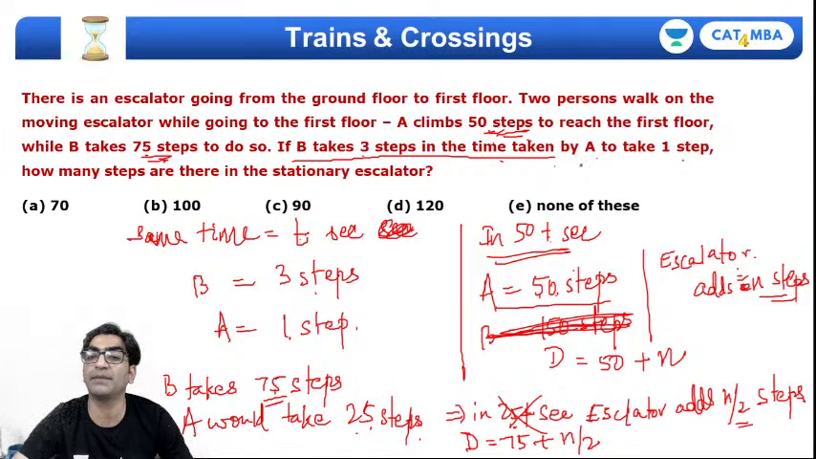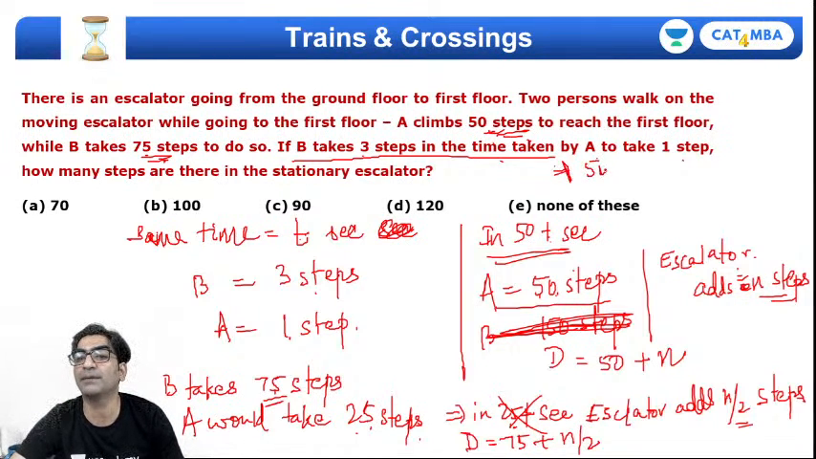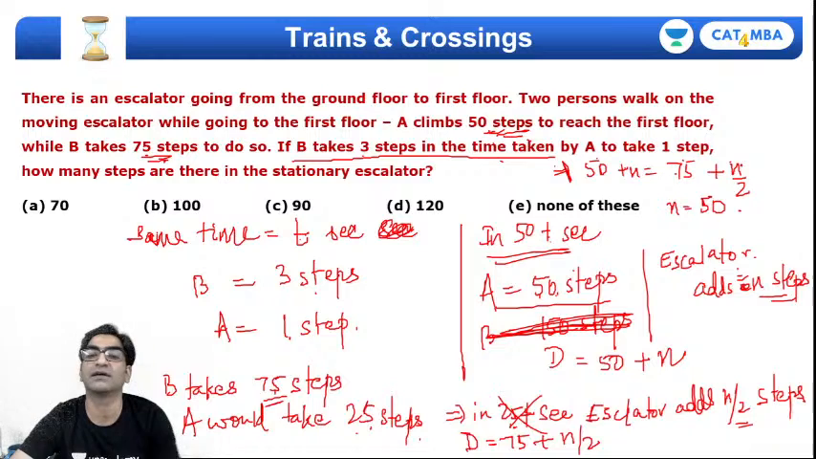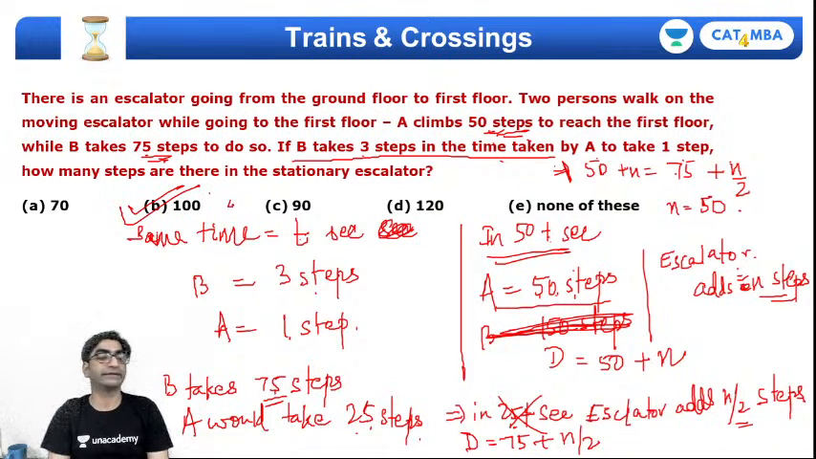तो इन दोनों को अगर आप इक्वेट कर दोगे, 50 plus n equals 75 plus n by 2, तो आपका आएगा 25 equal to n by 2, n is equal to 50 आ जाएगा. देखो 50 plus 50 is 100, 75 plus 50 by 2 is 25, 100, right? And how many steps are there in the stationary escalator? Well, a 50 स्टेप चलता है और एस्केलेटर 50 स्टेप ऐड करता है, तो स्टेशनरी एस्केलेटर में 100 स्टेप्स होंगे, तभी हो रहा है. करेक्ट आंसर इज ऑप्शन बी, राइट?